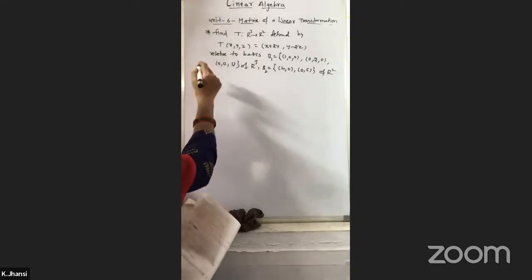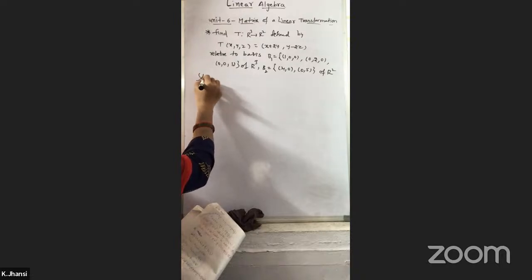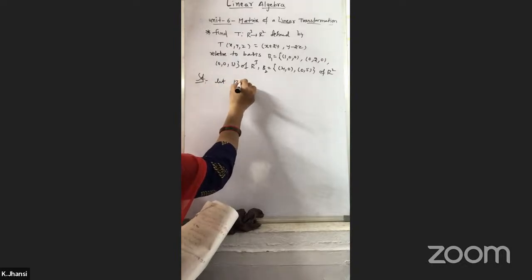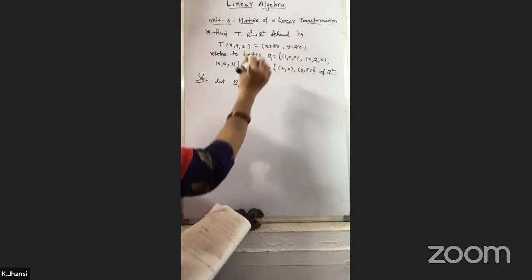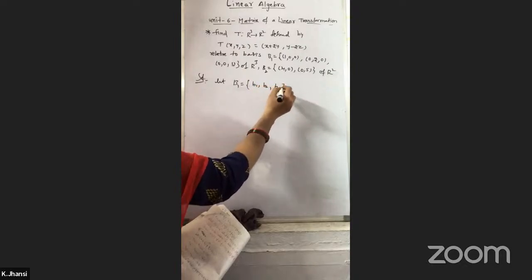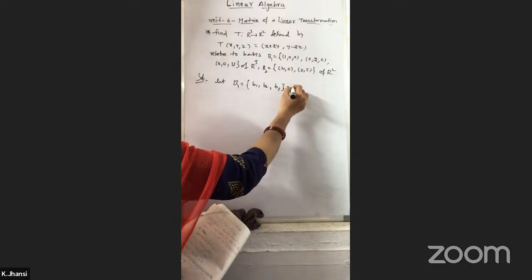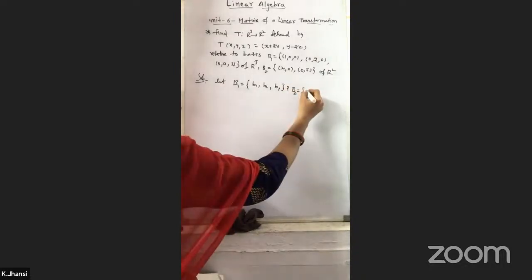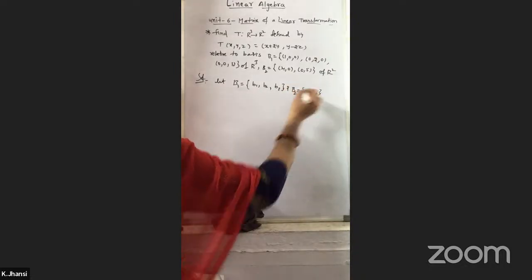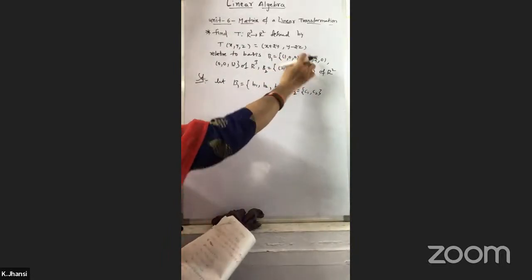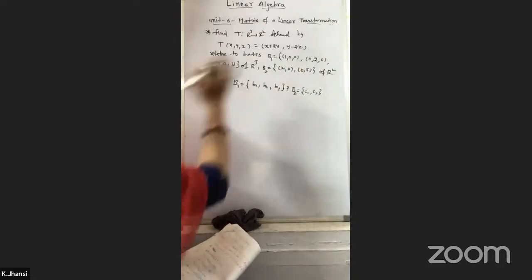Now in the solution, let B1 equal the basis here, B1, B2, B3, and B2 equals, since we have already taken B, C1, C2. So this is B1, this is B2, this is B3, this is C1, and this is C2.